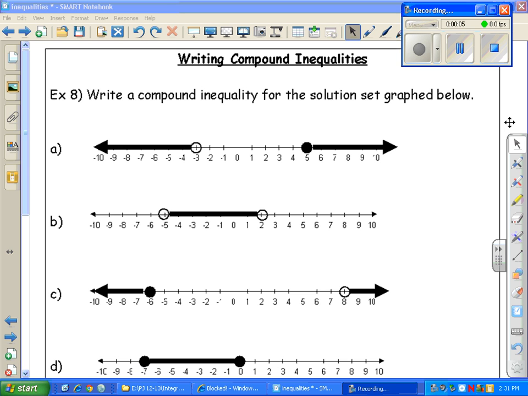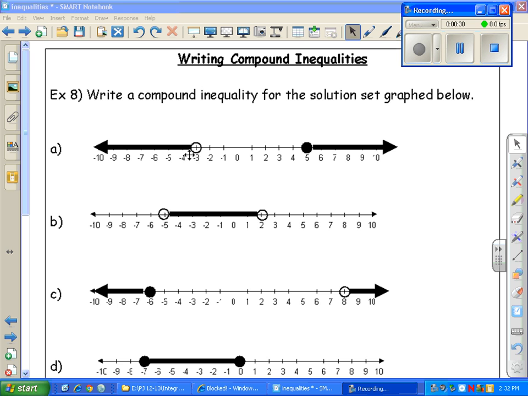In today's episode, we're looking at example 8 from our lesson on compound inequalities. In this section of the lesson, we're asked to write a compound inequality when we're given the graph. So as you look at example A, you see that there is a gap between these two graphs, and that's a clear indication that we're dealing with the union of two sets.